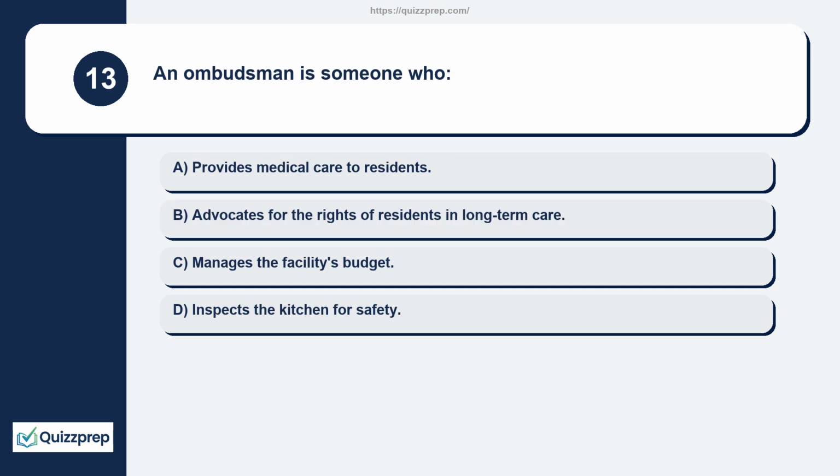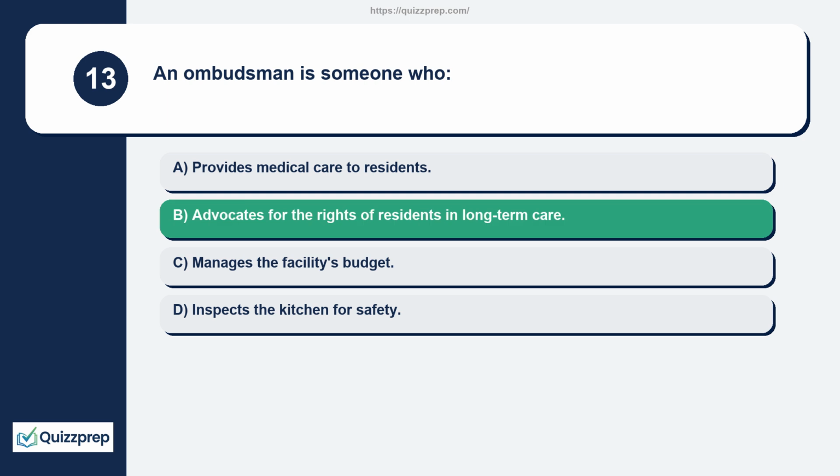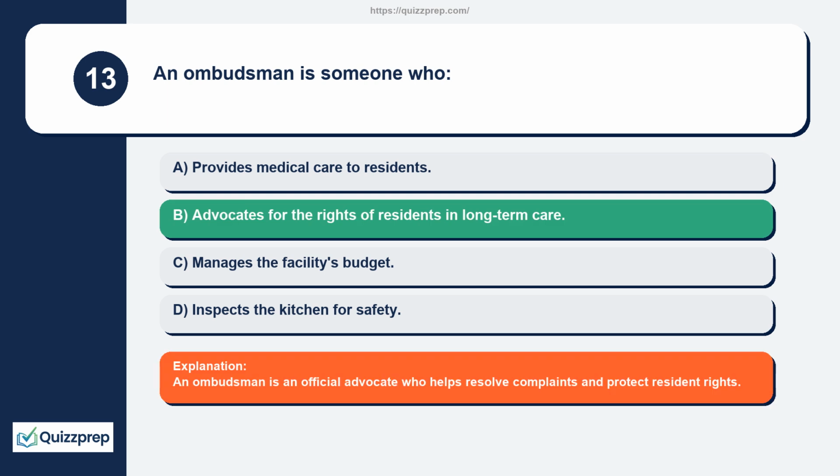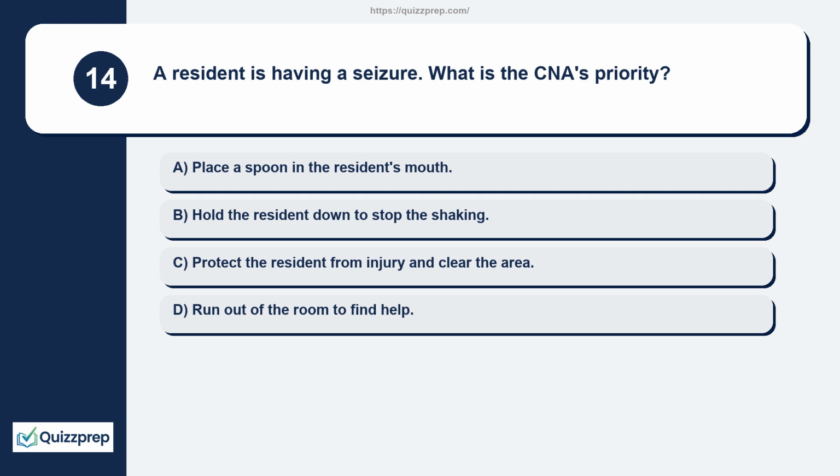Question 13. An ombudsman is someone who provides medical care to residents, advocates for the rights of residents in long-term care, manages the facility's budget, inspects the kitchen for safety. An ombudsman is an official advocate who helps resolve complaints and protect resident rights.